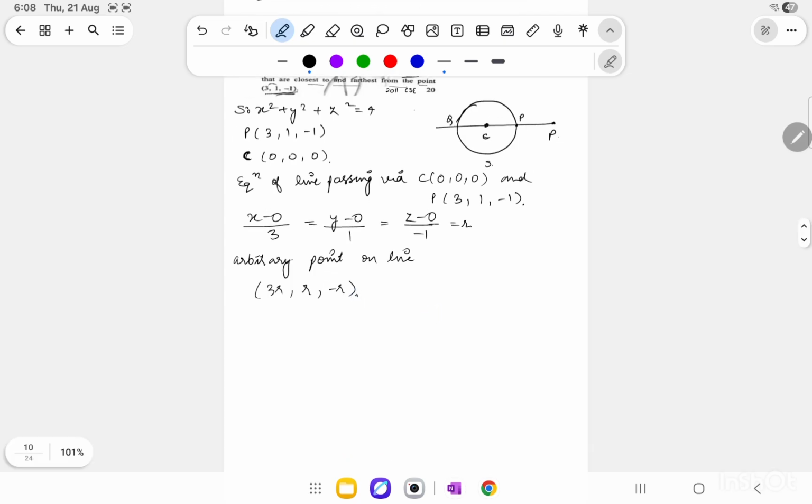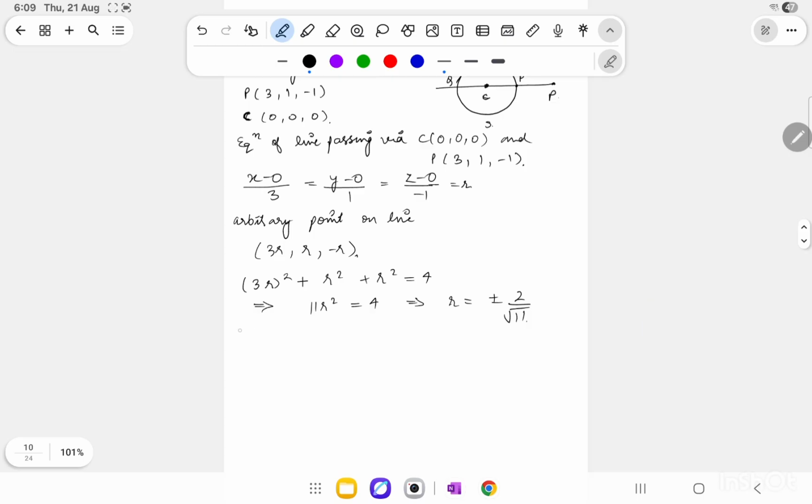Since this will also be the parametric form of the intersection point of the line and the sphere, this point must satisfy the equation of sphere S. So using that logic, 9r square plus r square plus r square is equal to 4. So from here I got 11r square equals 4. So the value of my r is plus minus 2 by under root 11.